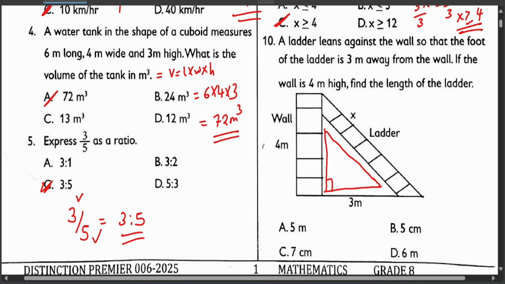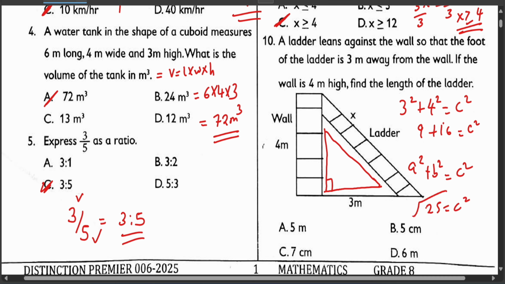But you can do a squared plus b squared equal to c squared. So 3 squared plus 4 squared equal to c squared. 3 squared, 3 times 3, is 9. 9 plus 16 equal to c squared. 25 equal to c squared. Square root, 5 equal to c. If you know, the Pythagoras triple is 3, 4, 5.